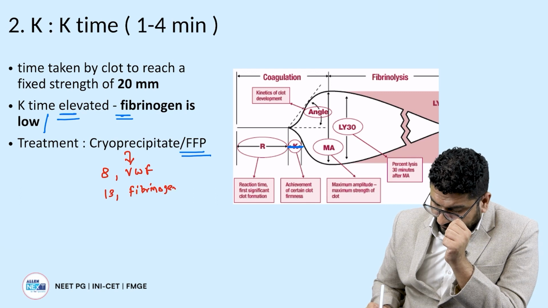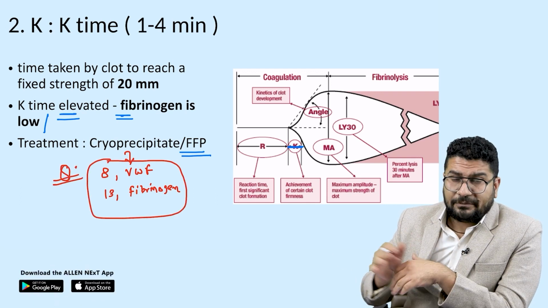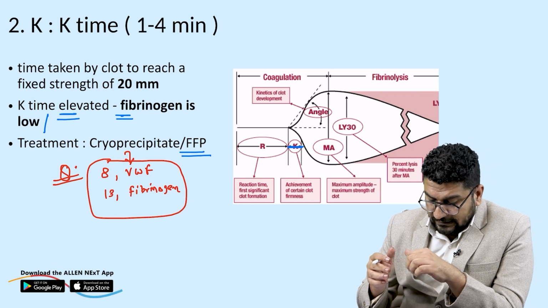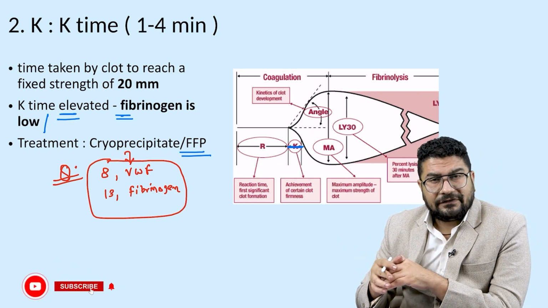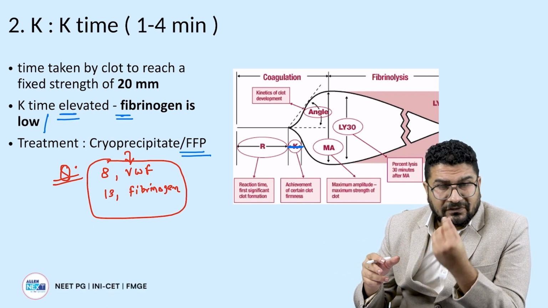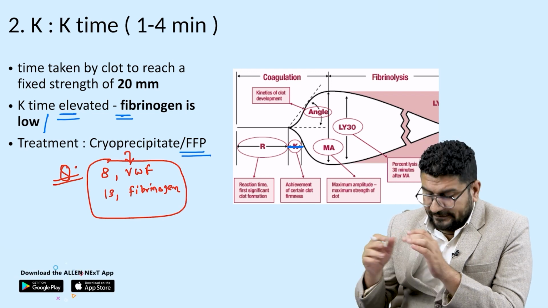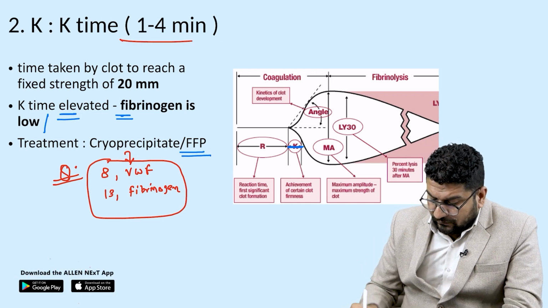Even ये भी क्वेश्चन एग्जाम में आता है. They ask you, all are components of cryoprecipitate except. So K time अगर बढ़ेगा, so if K time is prolonged, it means fibrinogen ठीक से काम नहीं कर रहा है, so clot में firmness नहीं आ रही. So what we have to give? We have to give cryoprecipitate. Normally it is 1 to 4 minutes.